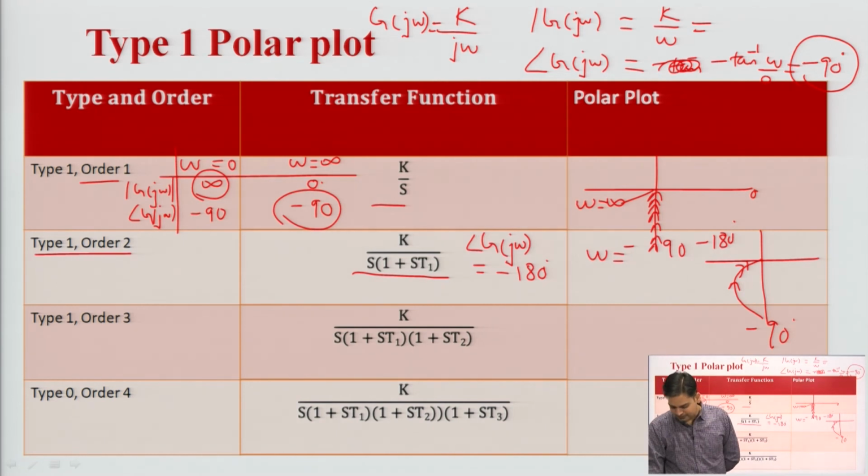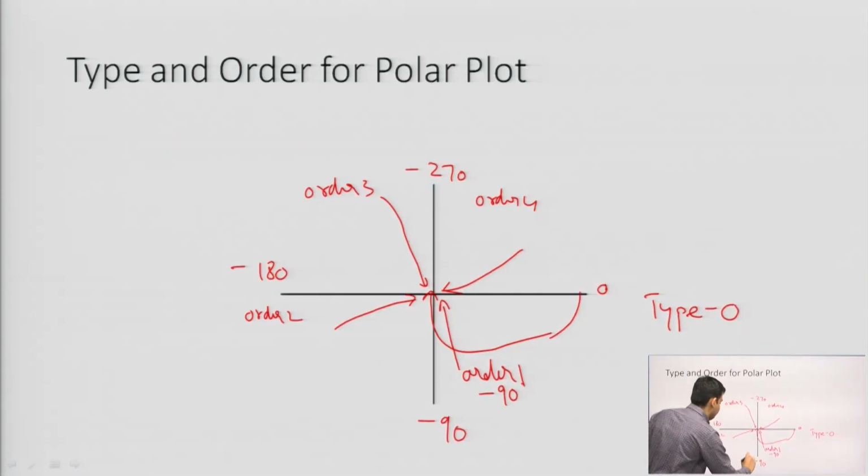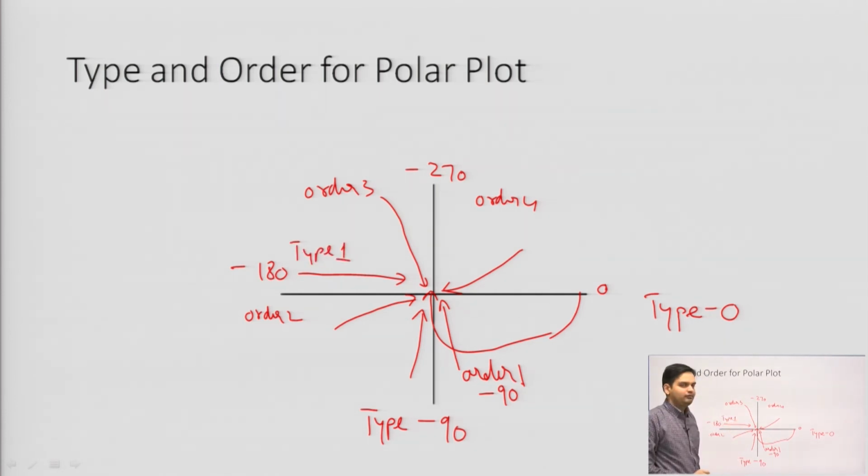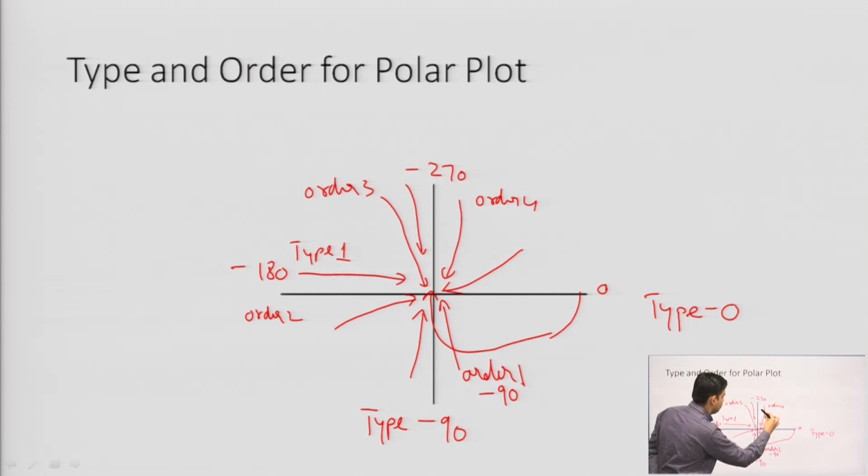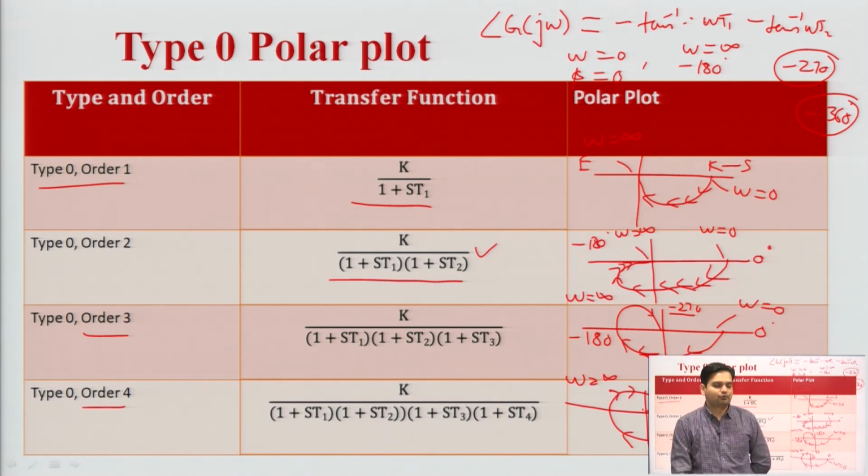So, we can make this one statement: whenever my system is type 1, it will start from phase of minus 90, and whenever it is order 1, it will terminate across minus 90. Whenever it is order 2, it will terminate across minus 180 for type 1. In the same way, whenever it is order 3, it will terminate across minus 270, which would be here. In the same way, for order 4, it would be across this direction. So, this is our generalized concept that we can use to draw the polar plot.